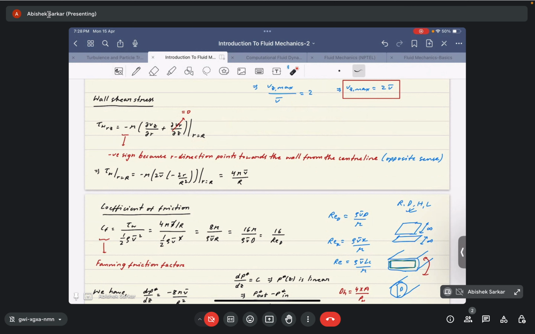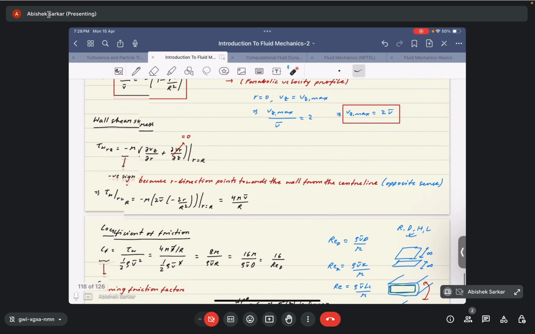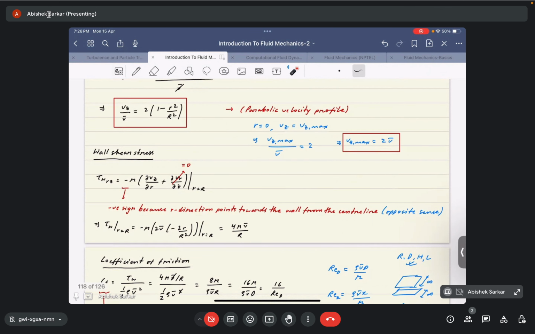Once you substitute the expression for Vz at small r equal to capital R, you will get that tau wall at r equal to R would be equal to 4 mu V bar by R. It's a very simple substitution. Just substitute the value of this expression in this equation, with r equal to capital R. Let me just show you, that will be much better.